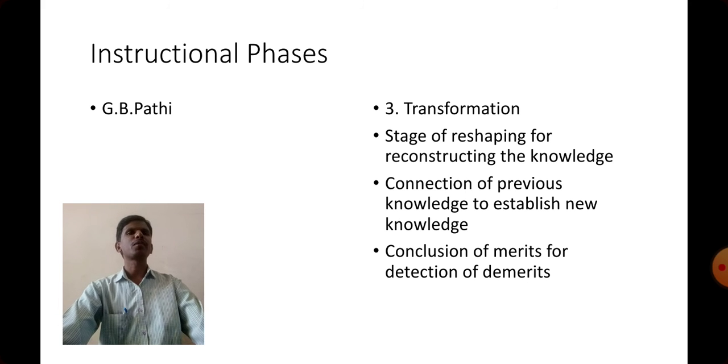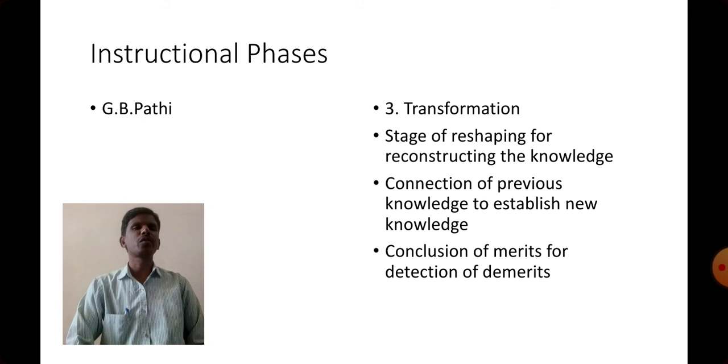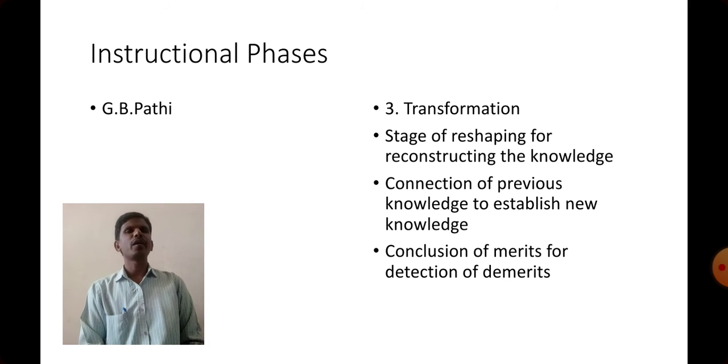This is called transformation. In this phase, the student connects the previous knowledge to establish the new knowledge. He connects the new knowledge with previous knowledge and elaborates it. Then he comes to a conclusion with the merits and demerits of the content. If the merits are good, he will continue it. If there are demerits, he tries to detect them with the help of the teacher.